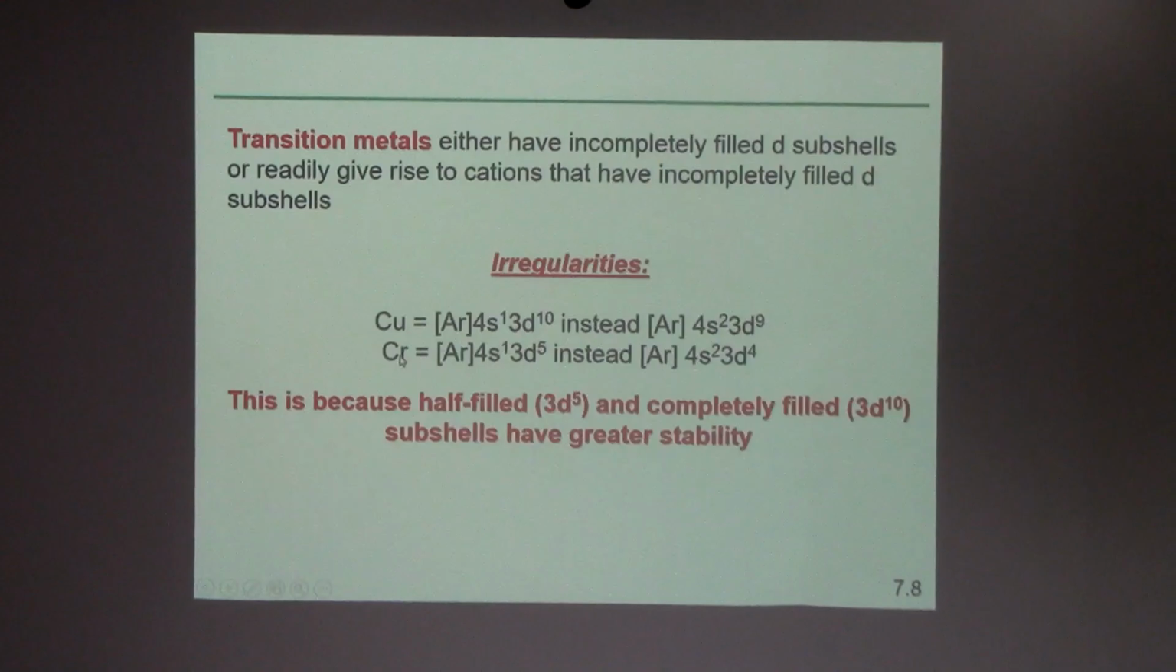Same thing with chromium, which is in the middle. If we were to follow what we said for the others, we would put argon in brackets and then 4s2 and then 3d4. But the maximum number of electrons that 3d can take is 10, so half filled means having 5 electrons. So we take 1 electron from the 4s and put it in the 3d. Now you have a more stable system. So this is for transition metals.